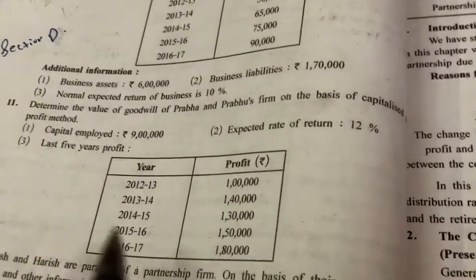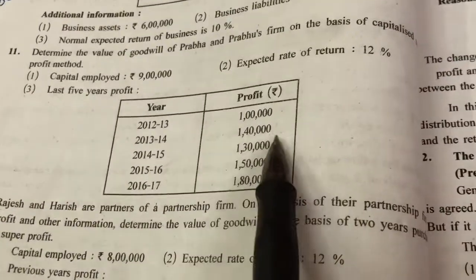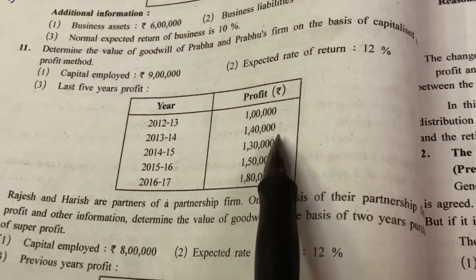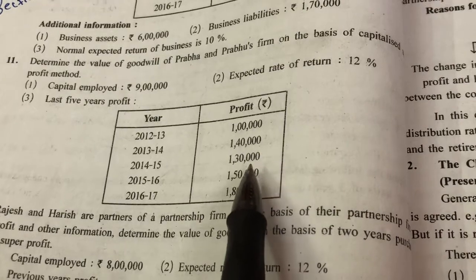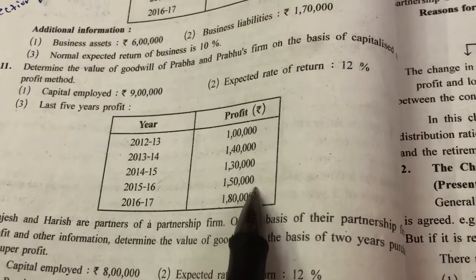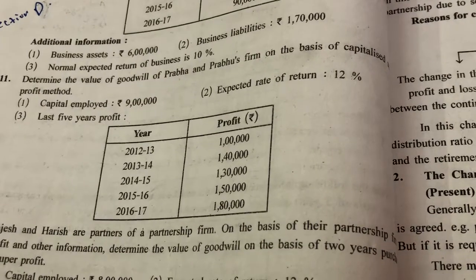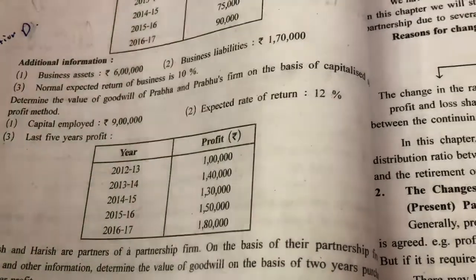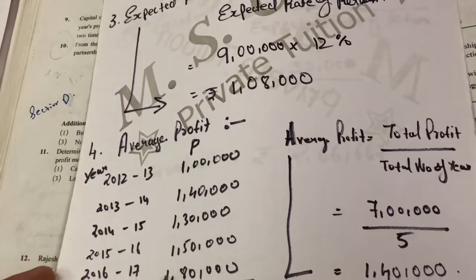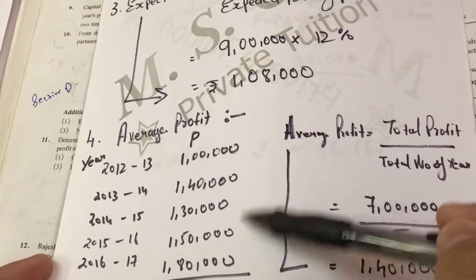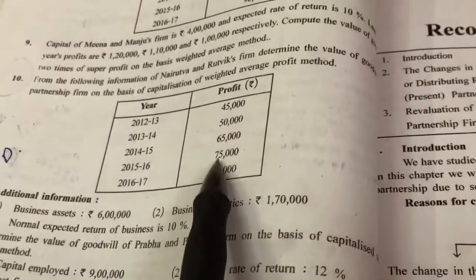in sum number 11, here the profit is 1 lakh, after 1,40,000, then 1,30,000, again 150 and 180. So in sum number 11 we will use average profit. See here, this is sum number 11. Here we have taken average profit. Why? Because the profit is not in a sequence, but in a sum number 10.